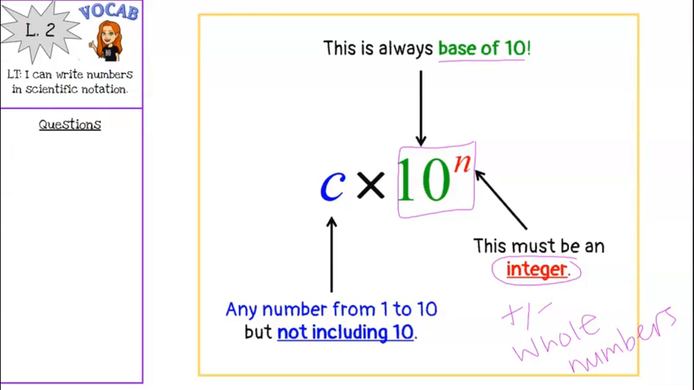Integers. And then the first number, we call it our constant, and it's any number between 1 and 10. It can be exactly 1, but it can't be 10. It can be 9.5, it could be 7, it could be any number between 1 and 10. So it couldn't be 12, and it couldn't be 0.5.